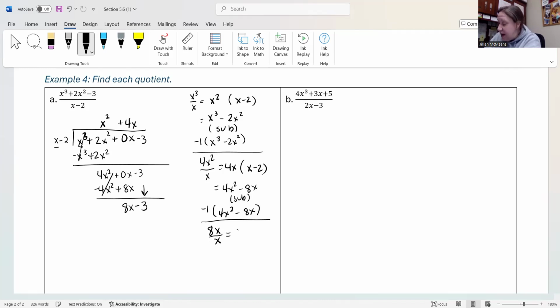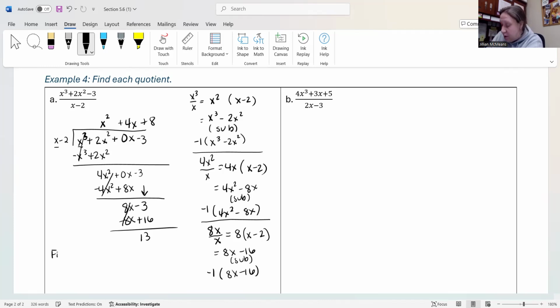8 times 1 is 8. So I put a plus 8 right here, and then I multiply that by the divisor, which is x minus 2. So that gives me 8x minus 16. But remember, we have to subtract this. So I basically just distribute a negative 1 through 8x minus 16, and then I combine that with the current dividend. So negative 1 times 8x is negative 8x. Negative 1 times negative 16 is plus 16. 8x minus 8x is 0. And negative 3 plus 16 is 13.